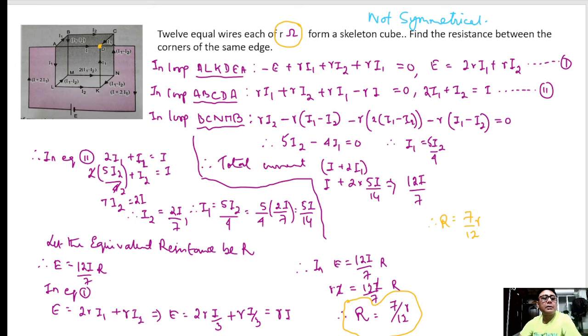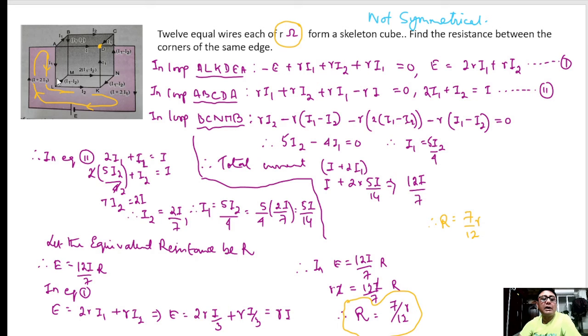So let's watch here. If I take the loop ALKEA, that means I am taking this loop ALKEA. This is the loop I am taking. Okay, so we are going from negative to positive. That means minus E.